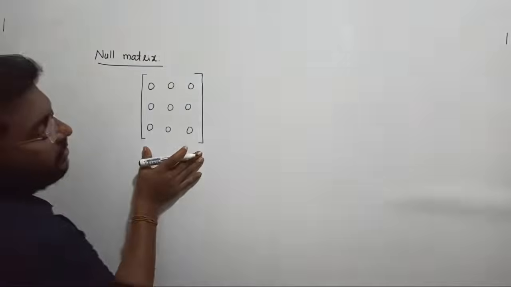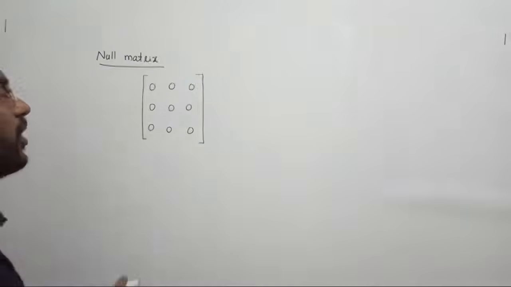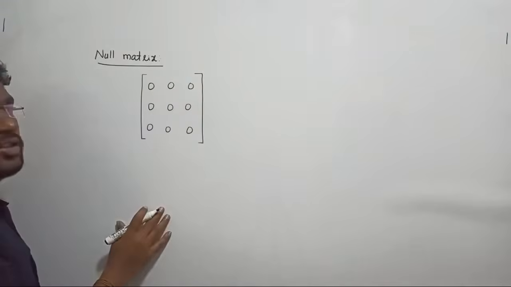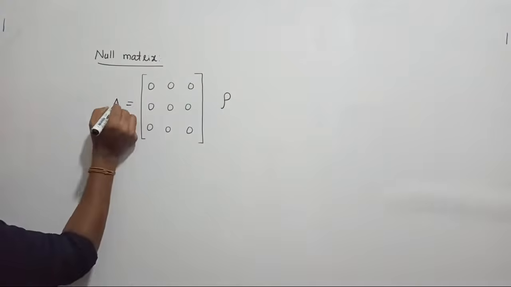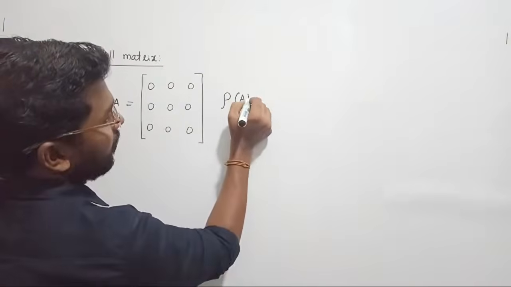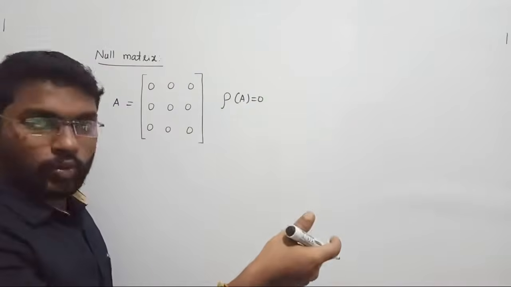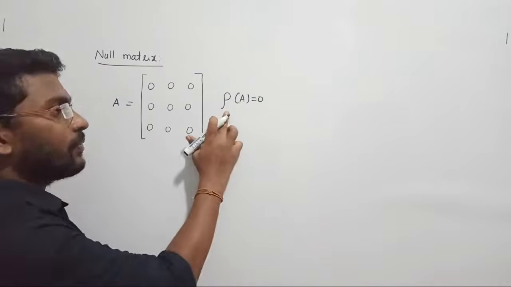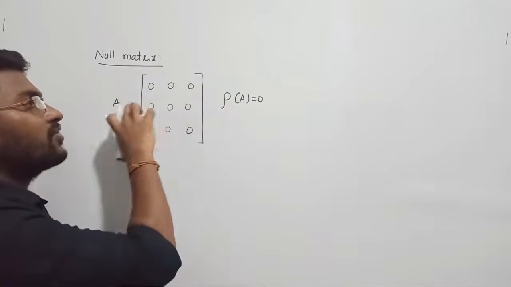So what will be the determinant? Automatically, the determinant of the null matrix will always be equal to 0 only. Why? Because all the values are going to be 0. So the rank of the null matrix, let me call this matrix A, will always be 0. We will see it immediately after completing determinant. I am going to talk about the rank of the matrix. This is the representation of the rank of the matrix.